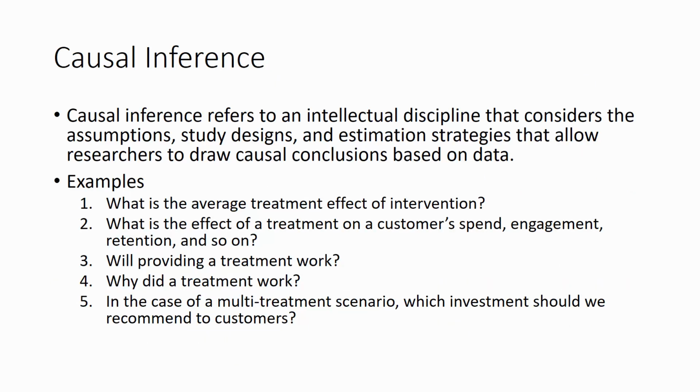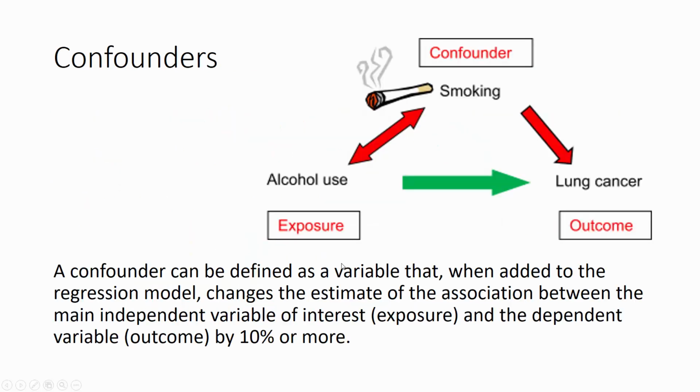It is an intellectual discipline that considers the assumptions, studies the designs and estimation strategies that allow researchers to draw causal conclusions based on data. It is a complicated science. But for example, what is the average treatment effect of an intervention? What is the effect of a treatment on customer spend, engagement, retention, and so on? Will providing a treatment in this scenario work? Can we fix this situation? Why did a treatment work? And in the case of multiple treatments, which treatment or which investment should we recommend to customers?